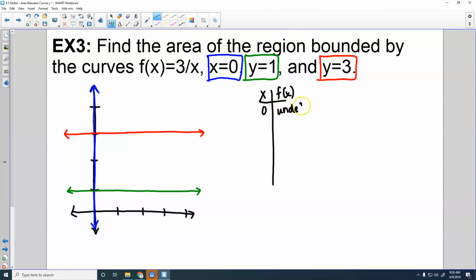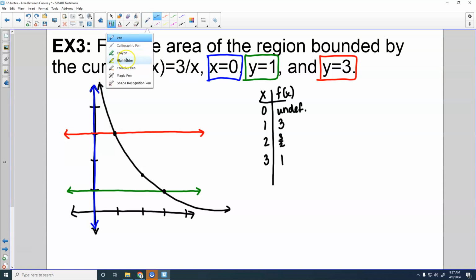That's unhelpful for my graph. It does tell me I've probably got a vertical asymptote there. If I plug in 1, I will get 3. So the point 1, 3. It's right here. If I plug in 2, I get 3 halves or 1.5. So 2, it's going to be 1.5. That'll be about right here. If I plug in 3, I get 1 right here. So what I'm looking at is I'm going to have this graph right here that's going to look like this, roughly.